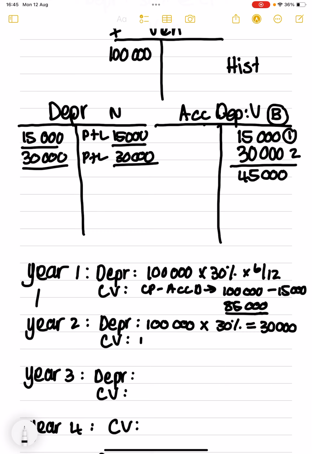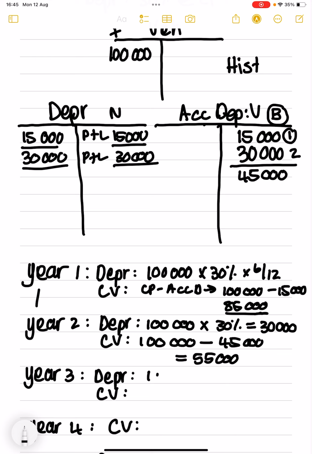So if I want to calculate the carrying value now, I have to subtract the 45,000 Rand, bringing my carrying value to 55,000 Rand. So if I want to sell the vehicle at this point, my vehicle is worth 55,000 Rand. Okay, let's continue to year 3.